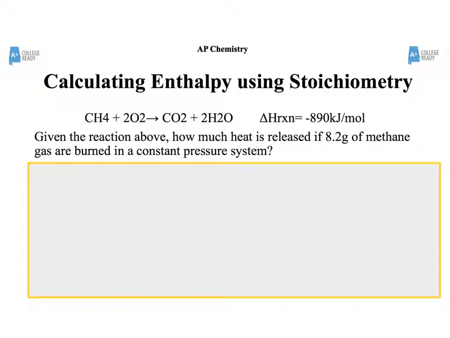So this, just treat it just like a normal stoichiometry problem. So we're going to start with 8.2 grams of CH4. And what's the first thing you always do when you're given a mass? Change your mass into moles. And so for methane, there are 16 grams in 1 mole of methane.